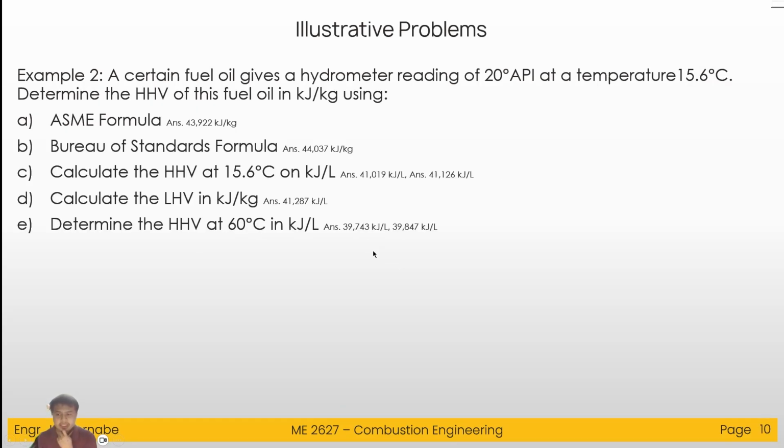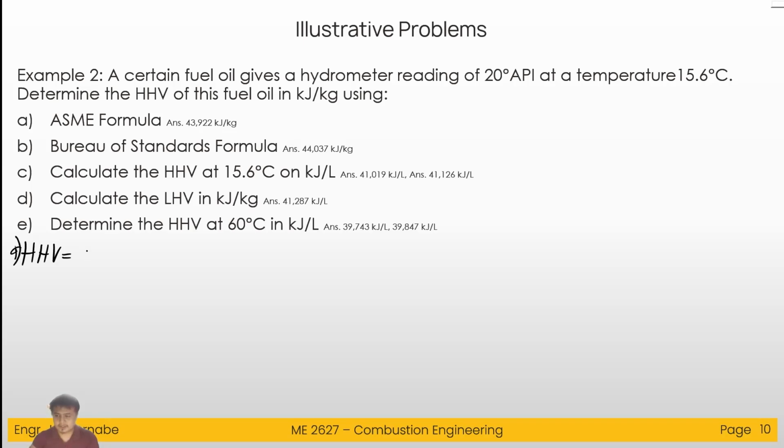So for the next example, we have fuel oil given with this measurement, 20 API, at 15.6 degrees Celsius. So you want to find and determine the HHV of this fuel oil in kilojoules per liter. For the estimate formula, you have the HHV for the estimate.